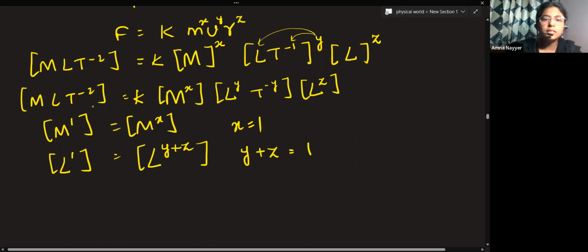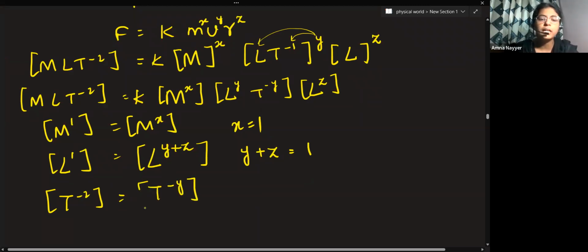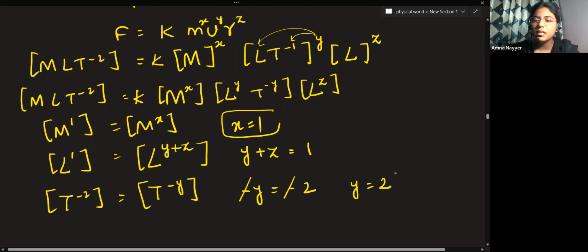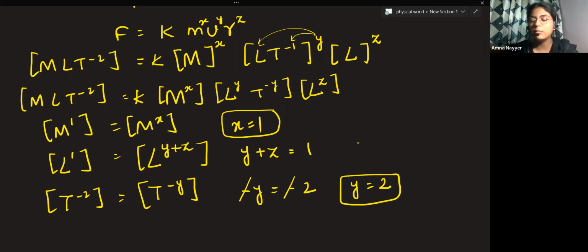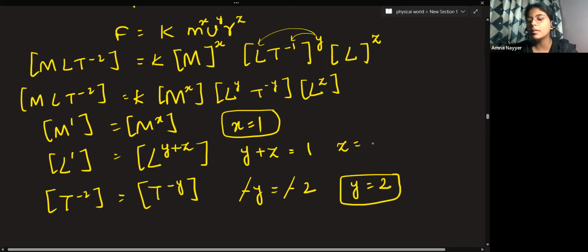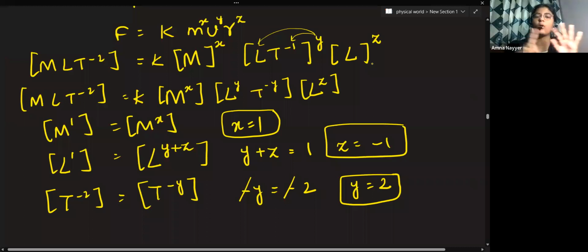Now, the last one. This is T to the power minus 2. And what is time from here? This is only T to the power minus y. It means equate both the powers. So minus y equals minus 2. The minus sign gets cancelled, so y is equal to 2. Now you have the value of x as 1, the value of y as 2. If y is 2, then z will be 1 minus 2, that becomes minus 1.